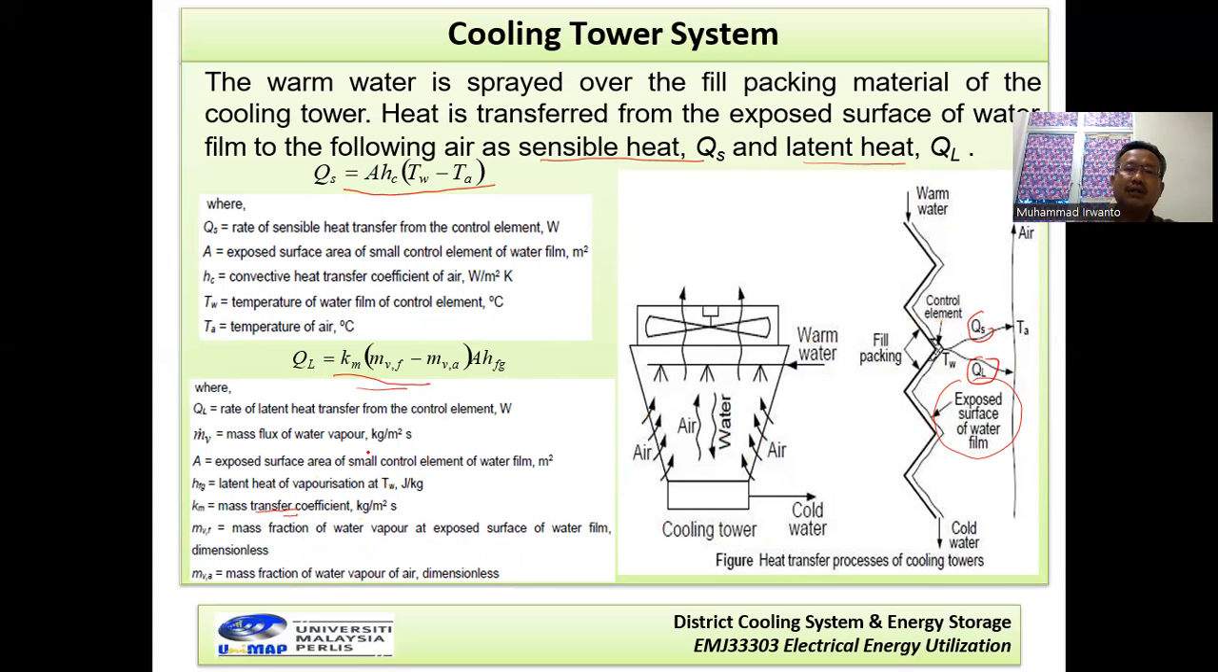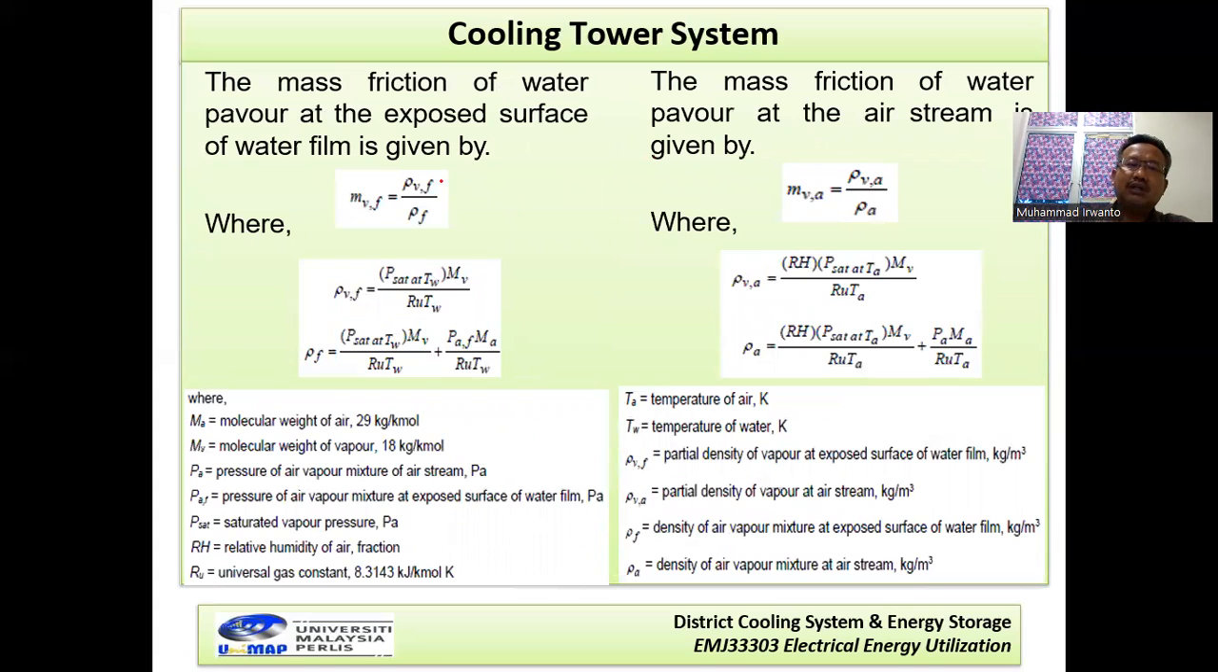Now, because there is Q_S and Q_L, the total heat is given by the summation of sensible heat and latent heat, meaning Q_total is equal to Q_S plus Q_L. Here we can see that the mass fraction of the water and the mass fraction of the air have values given by this formula.